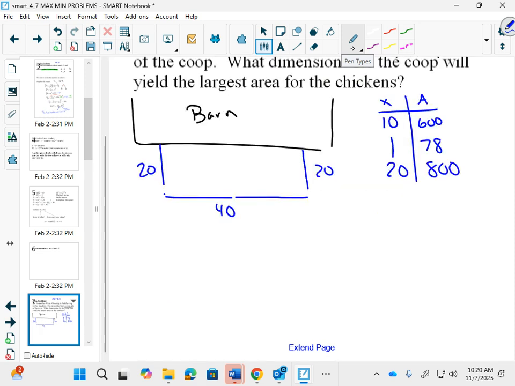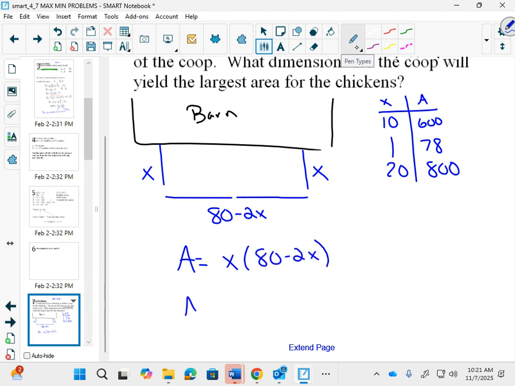Well, how do we do this with algebra? With algebra, we say, I don't know how long these sides are, so I choose something as x. If this is x, does it make sense that this will also be x? How much is left for the other side? 80 minus 2x. We had 80 in total, but we've used up 2 x's, so it makes sense that you have 80 minus 2x for that side. And our area would be length times width. So we'd have x times 80 minus 2x.